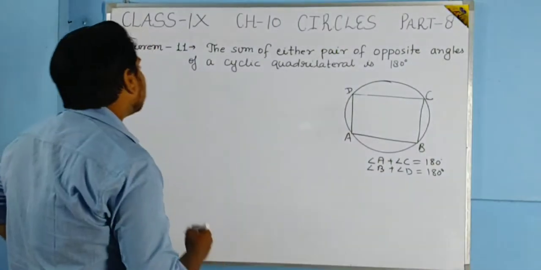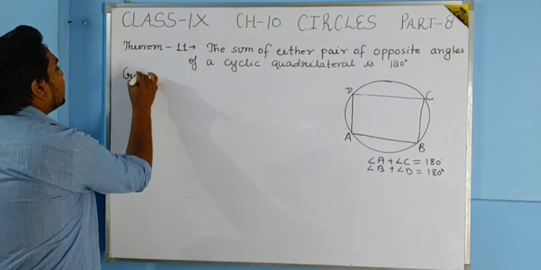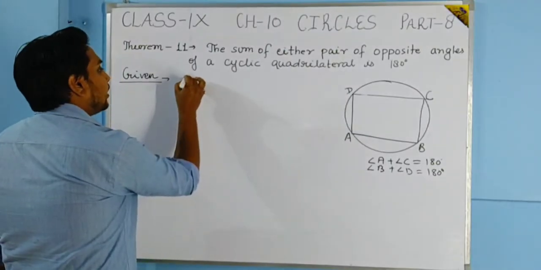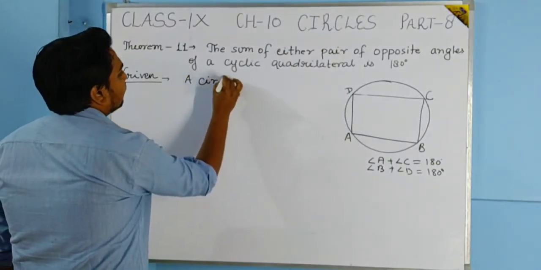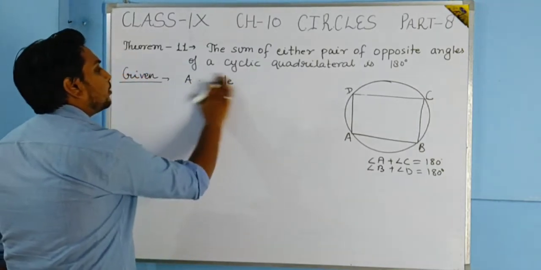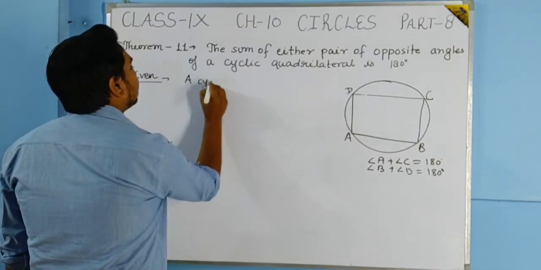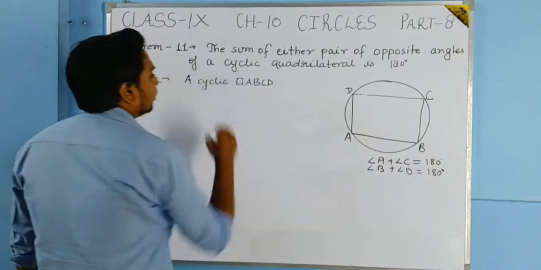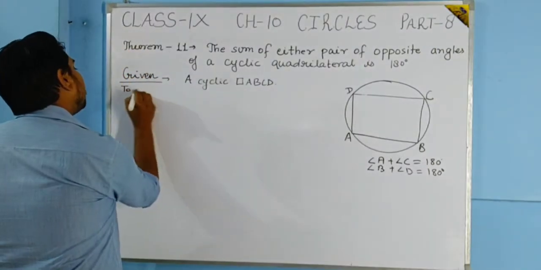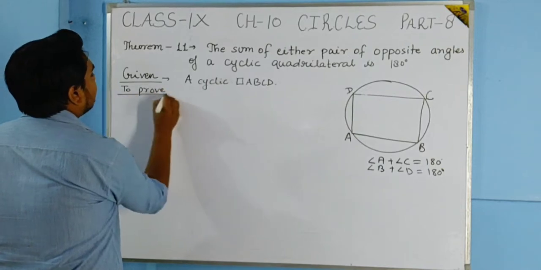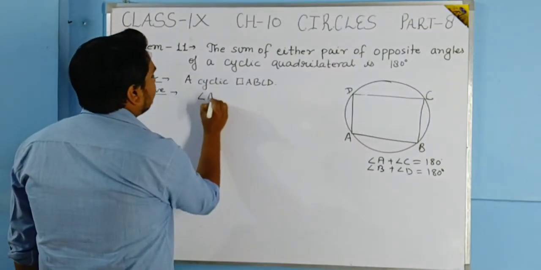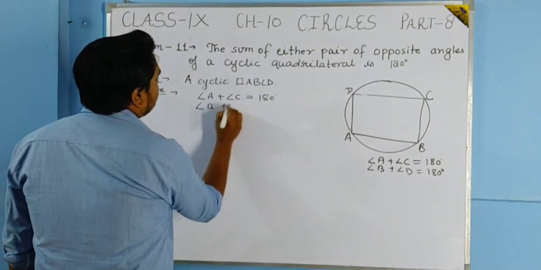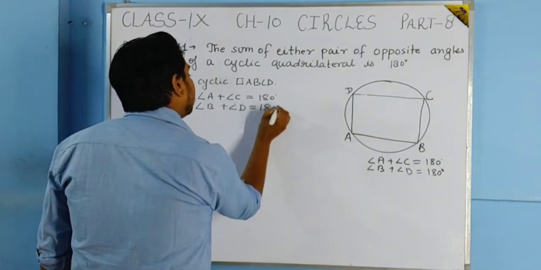Now we have to prove it, students. Firstly, we'll write what is given. In the given, we can write a circle, or you can directly write a cyclic quadrilateral ABCD. What is to prove? We have to prove that angle A plus angle C is equal to 180 degrees and angle B plus angle D is equal to 180 degrees.